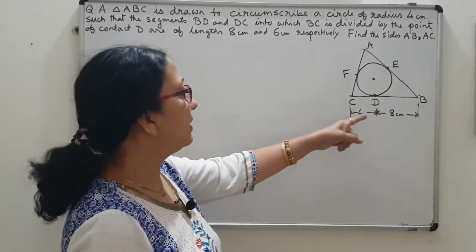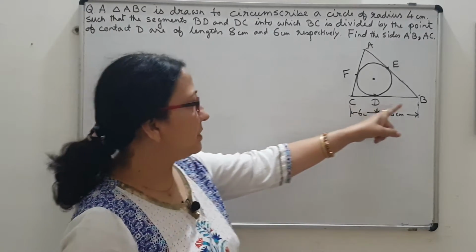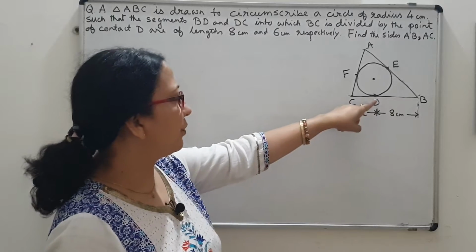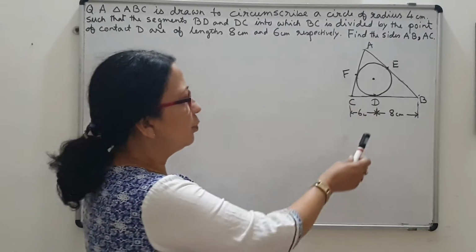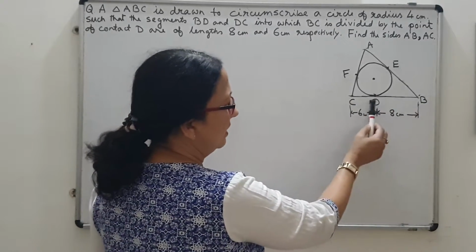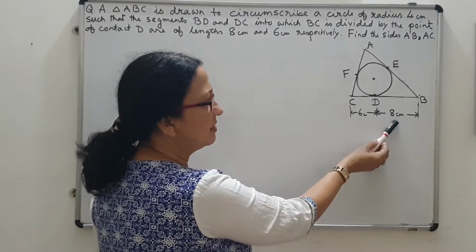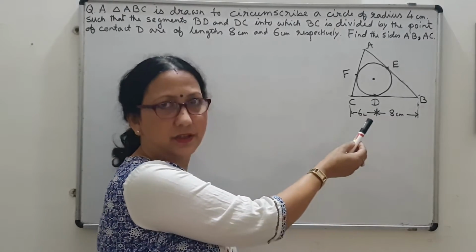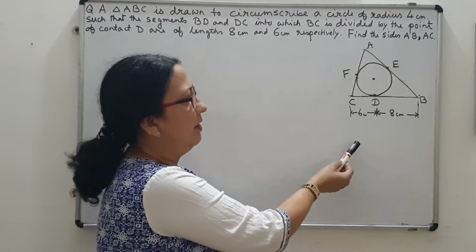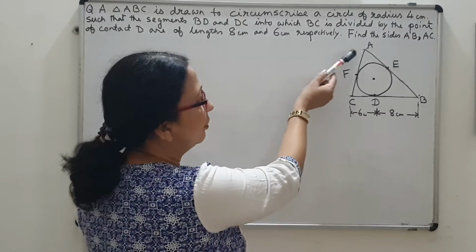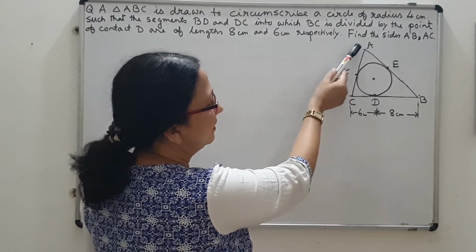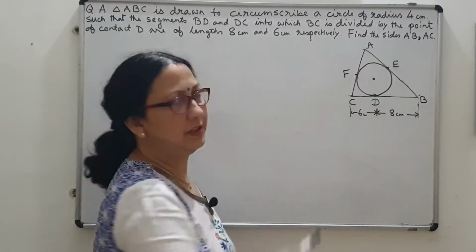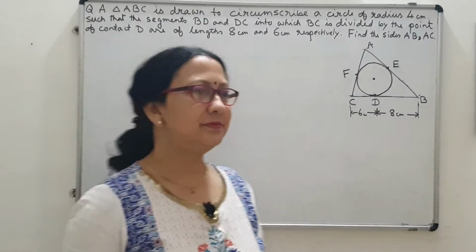So now it is given that the side BC is divided by the point of contact D into 2 segments BD and CD, which are of length 8 cm and 6 cm as shown in the diagram. Now the question is you have to find the length of the other 2 sides, that is, you have to find the length of AB and AC. So this is the question.